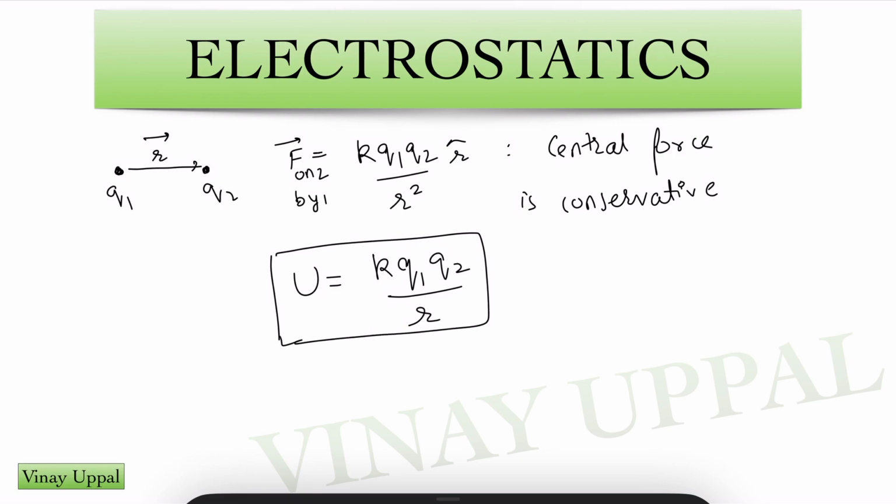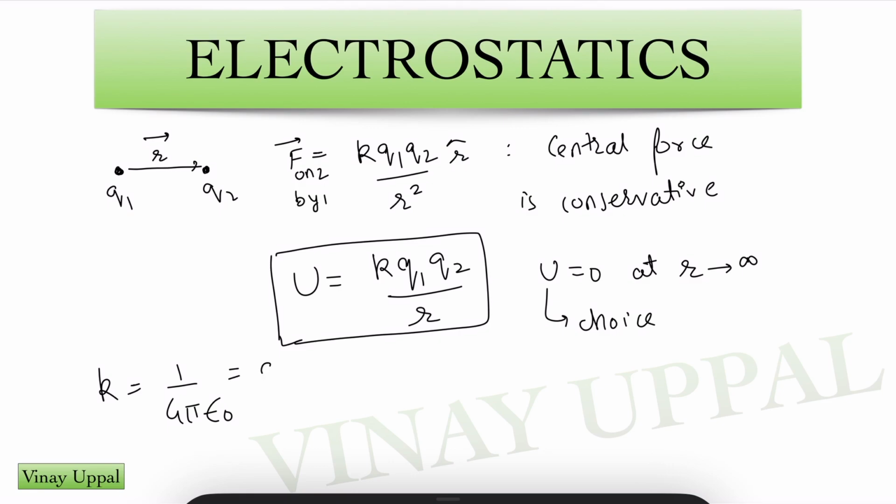Here we make the assumption, or we make the choice, that potential energy is taken to be 0 at R tending to infinity. So this is a choice. You can set potential energy to be 0 at any other point, but this is the standard convention and mathematically the most convenient choice. Here K is 1 by 4 pi epsilon naught. Epsilon naught is called the permittivity of free space, and K has a value of 9 into 10 raised to 9 Newton meter squared per Coulomb squared.